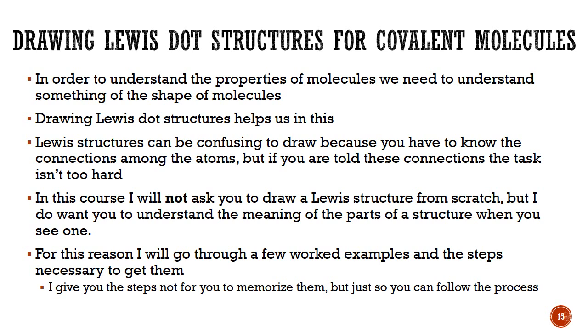But what I'm going to do is go through a few worked examples and the steps necessary to get the Lewis dot structure. And again, I give you the steps, don't memorize them. You can follow what I'm doing, but I'm not going to ask you to do that. So at the end, I just want you to be able to look at a Lewis dot structure and determine how many bonds it has, how many unshared pairs, etc. But I think it's worthwhile to go through the Lewis dot structure process so you can see where they come from.